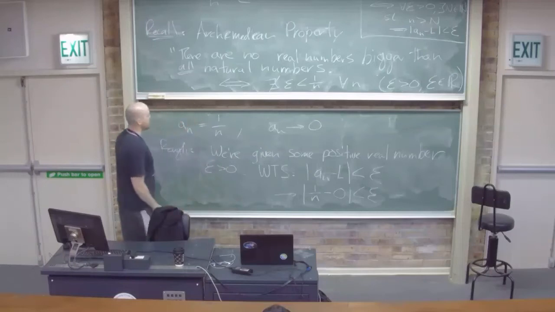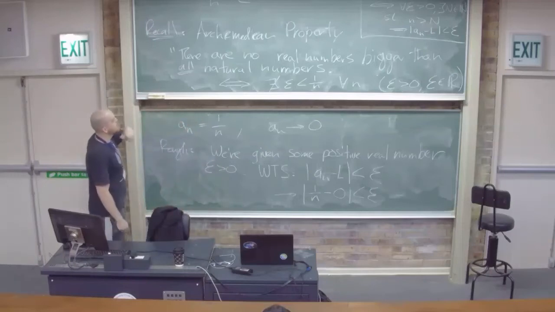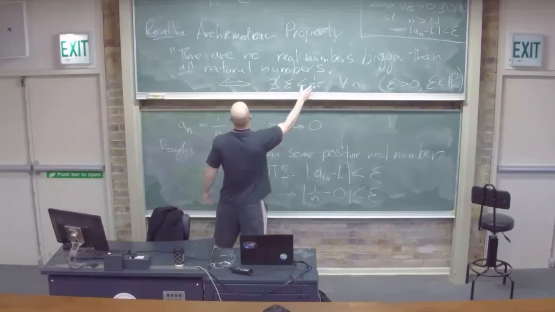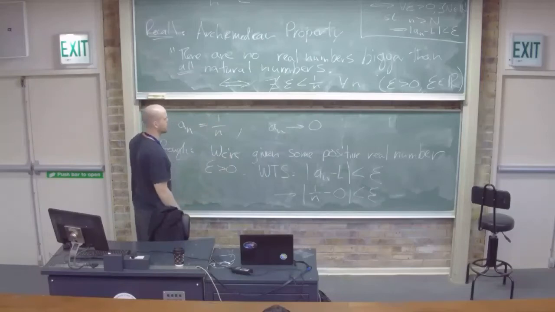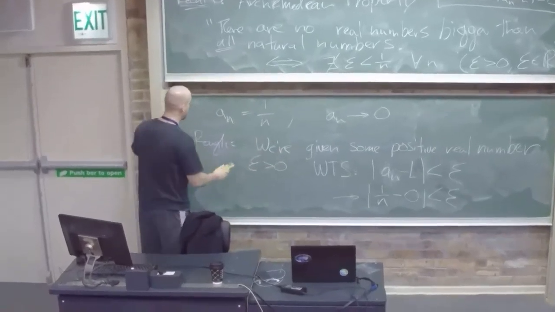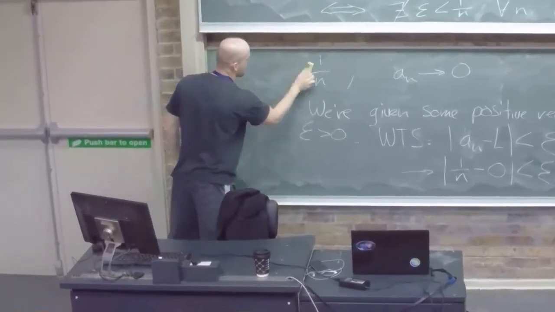Okay, so we're looking at this, and we're saying, that looks a lot like when I just substituted into that definition my sequence and the limit that I think it converges to. I got this 1 over n less than epsilon, and that looks a lot like it has to do with the Archimedean property.